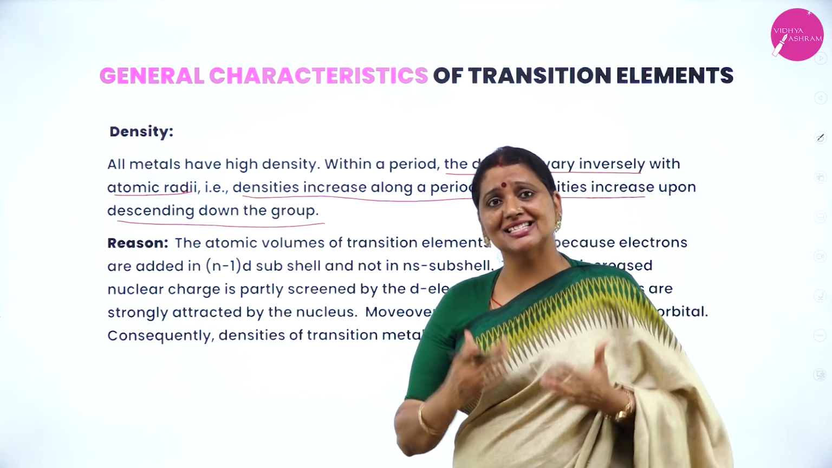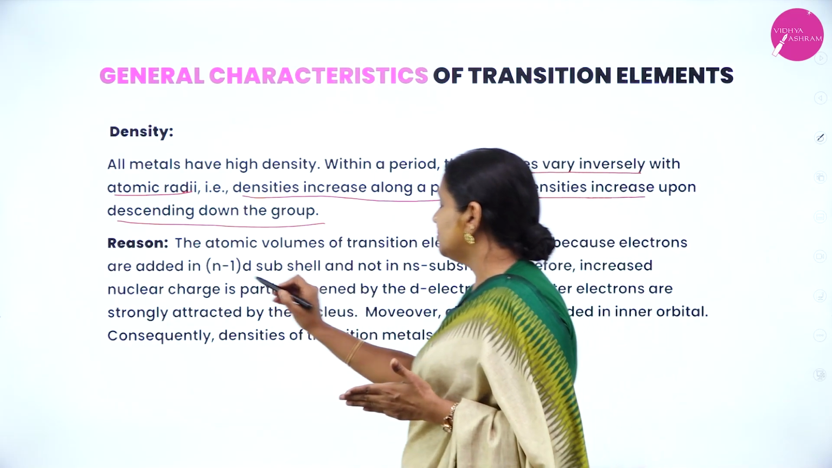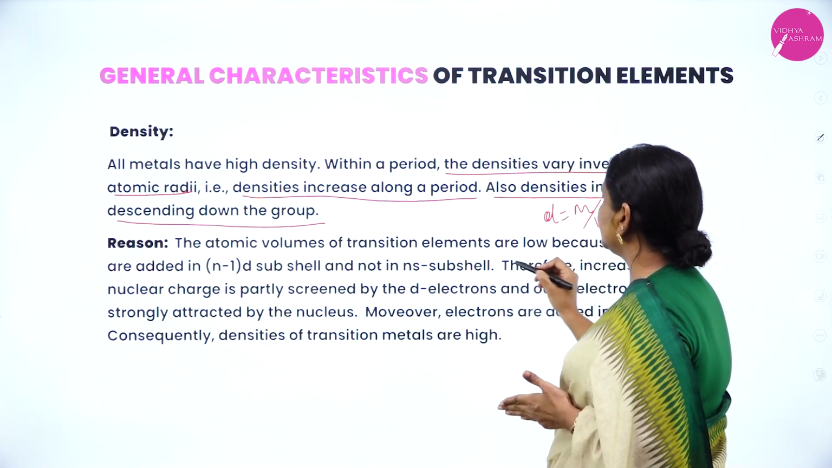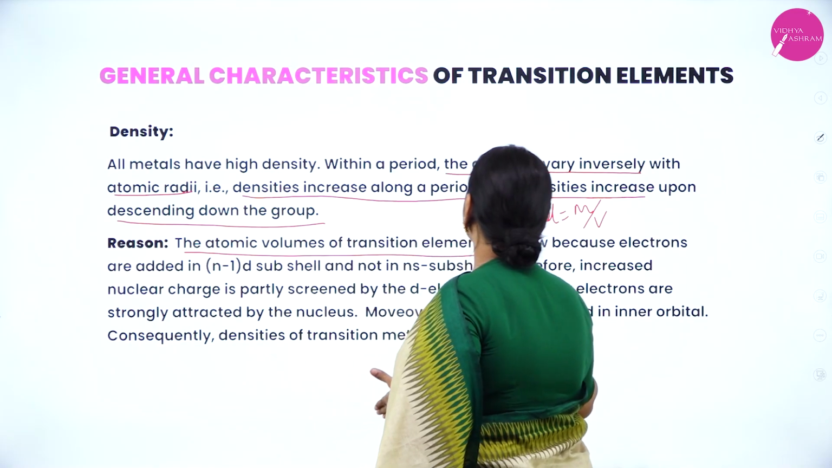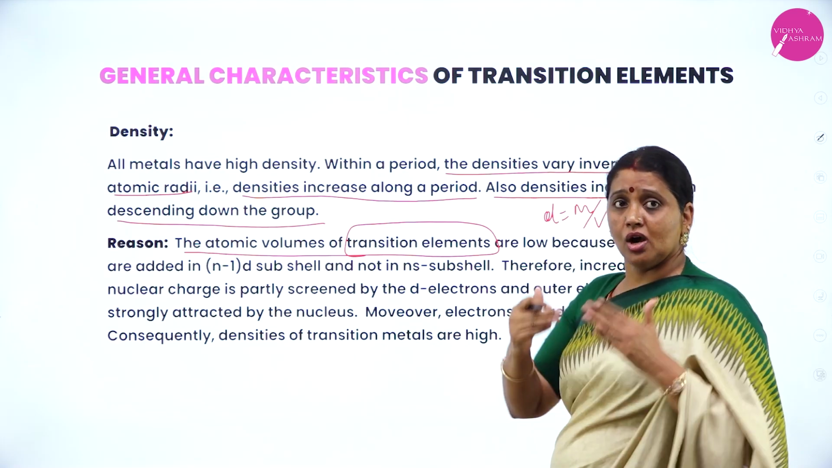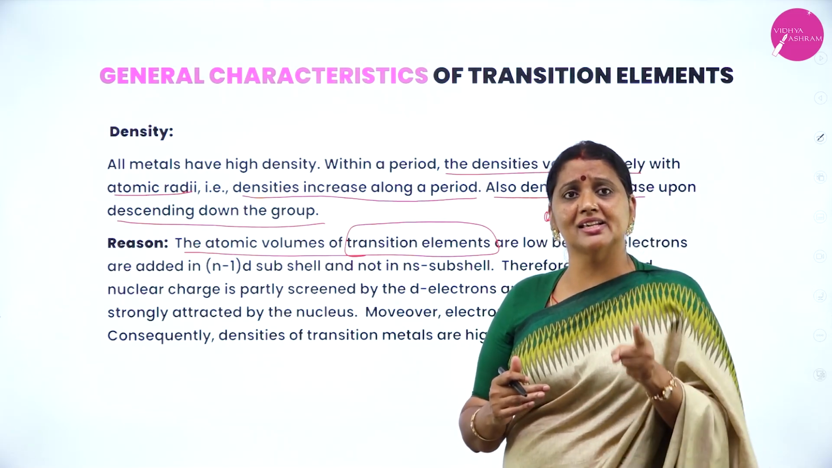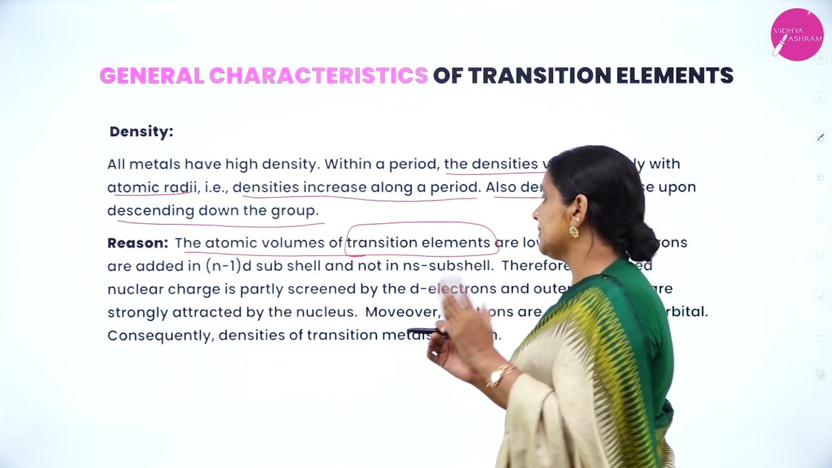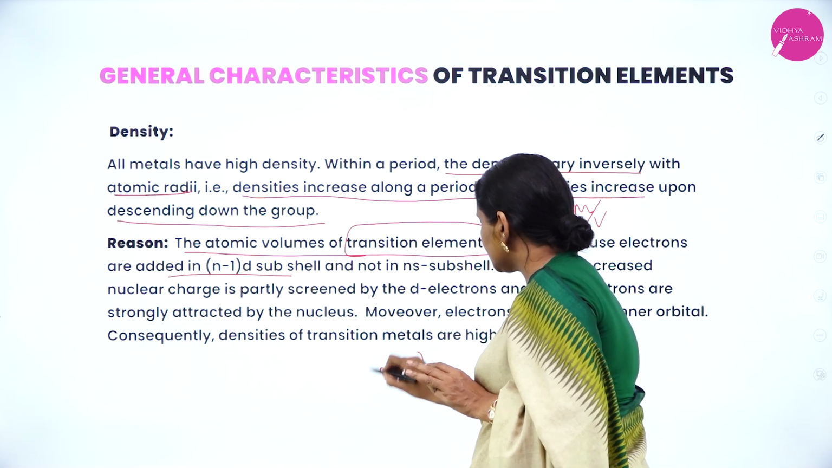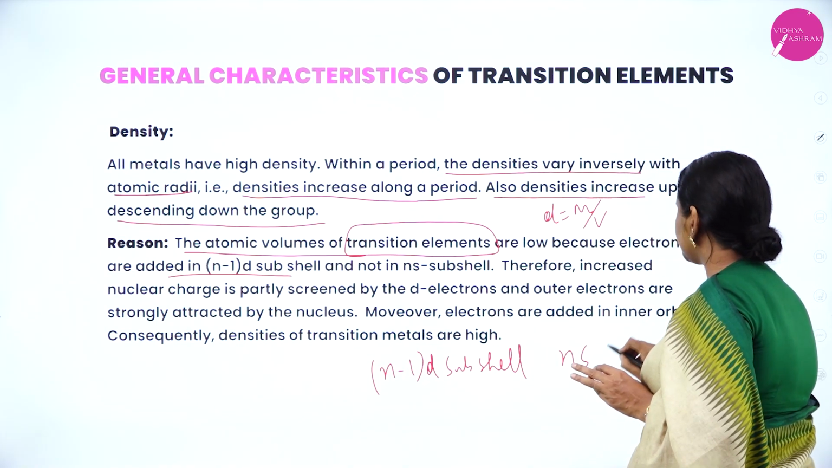Why does density increase along the period? Because density is equal to mass by volume. Here, the atomic volume of the transition elements decreases, or becomes low. Why does the atomic radius of the transition elements decrease? Because electrons are added to the n-1 d subshell, not to the ns subshell.